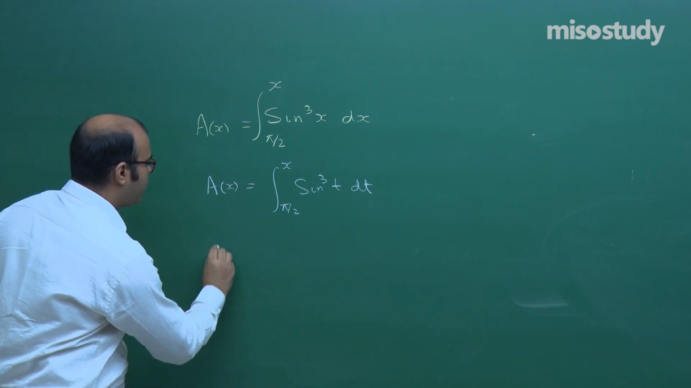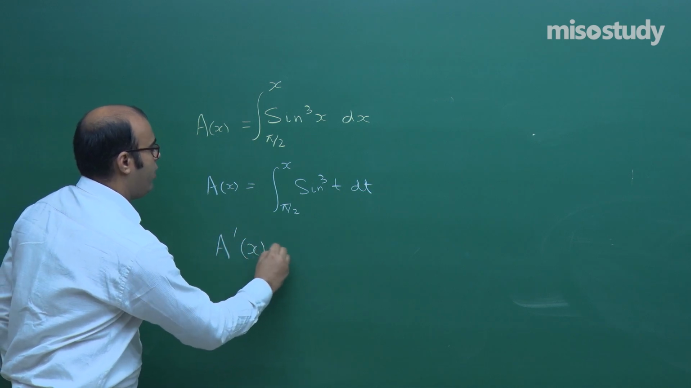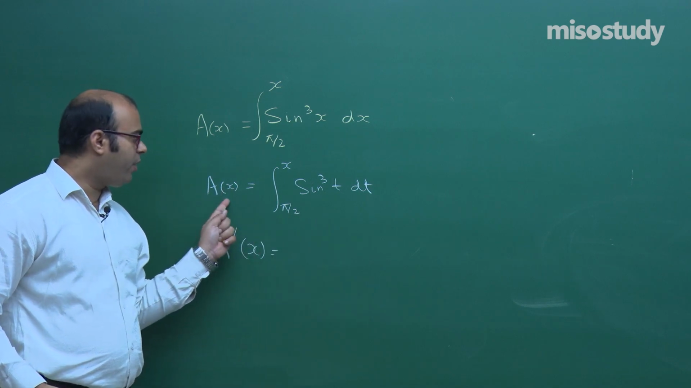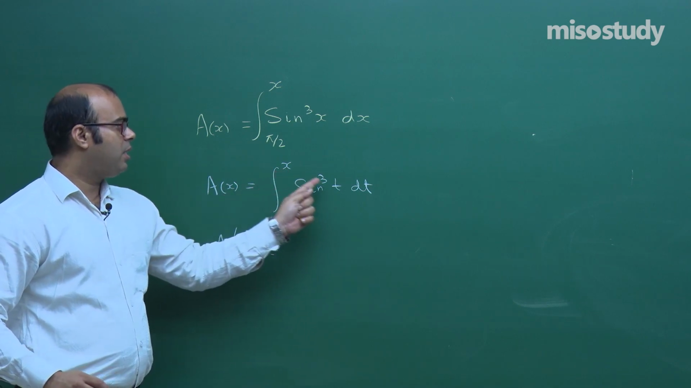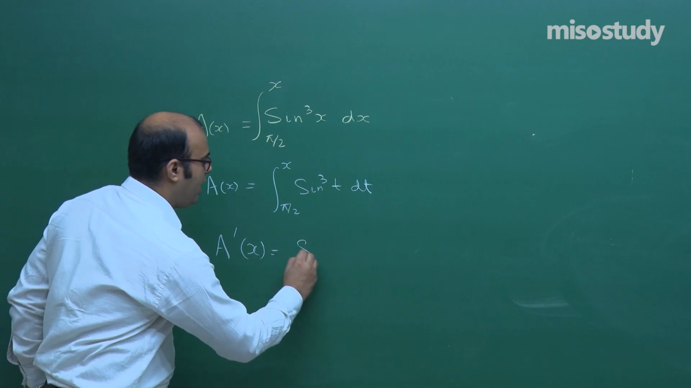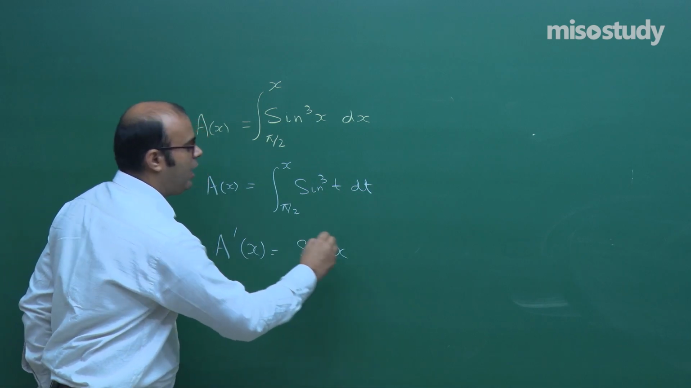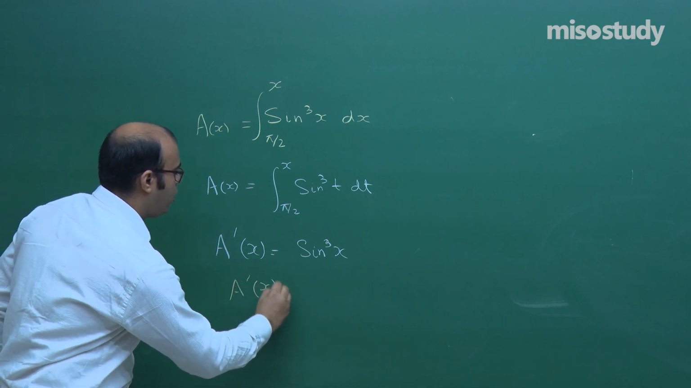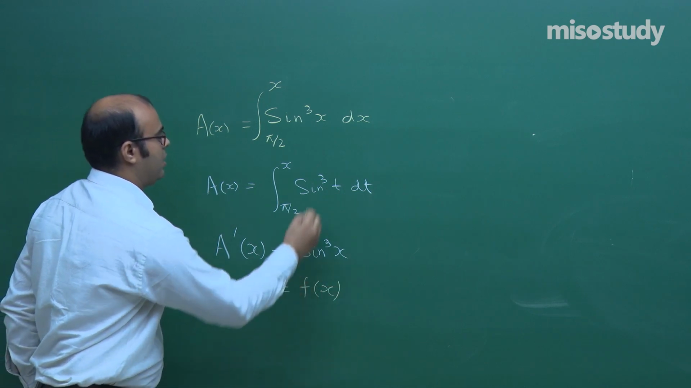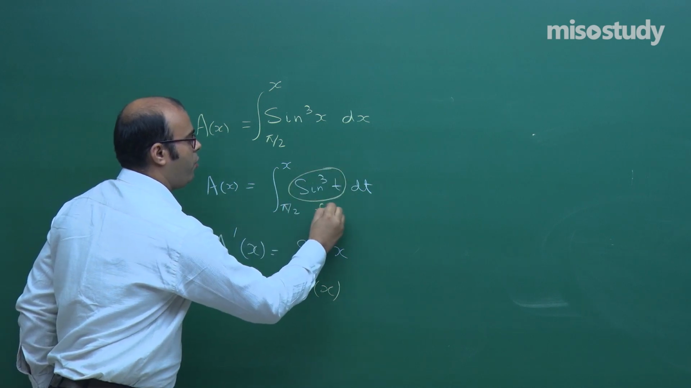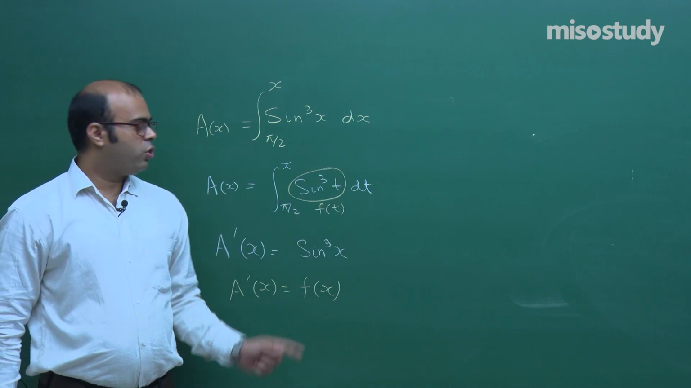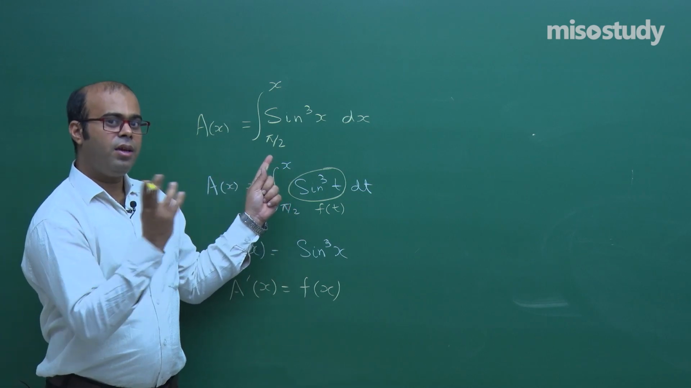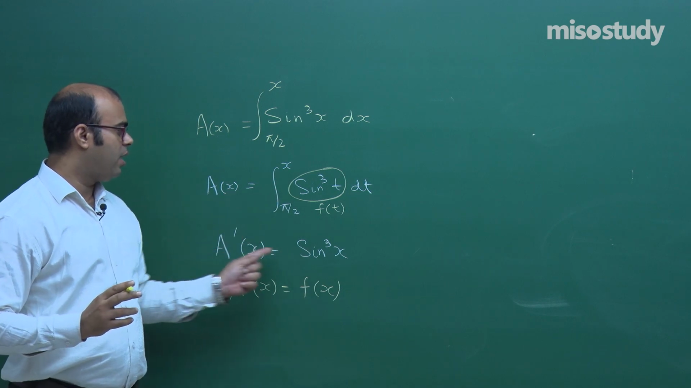Now if you have been asked what is A dash x, what do you know? You know that this is actually small ft, and when you differentiate this, you get x in place of t, and you get sine cube x. That is it. That is your answer. That is, A dash x is equal to f of x. This is f of t. Right, students? So this was a constant. This was a variable between a and b, which is changing its position. So this is the area function.